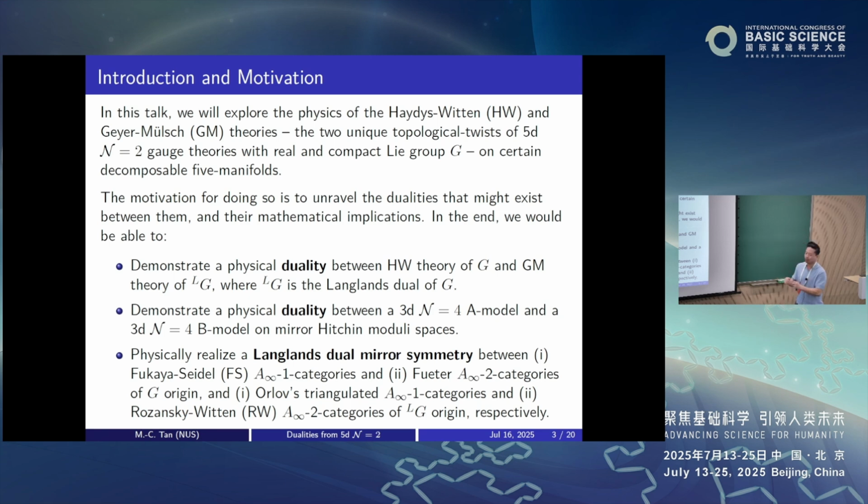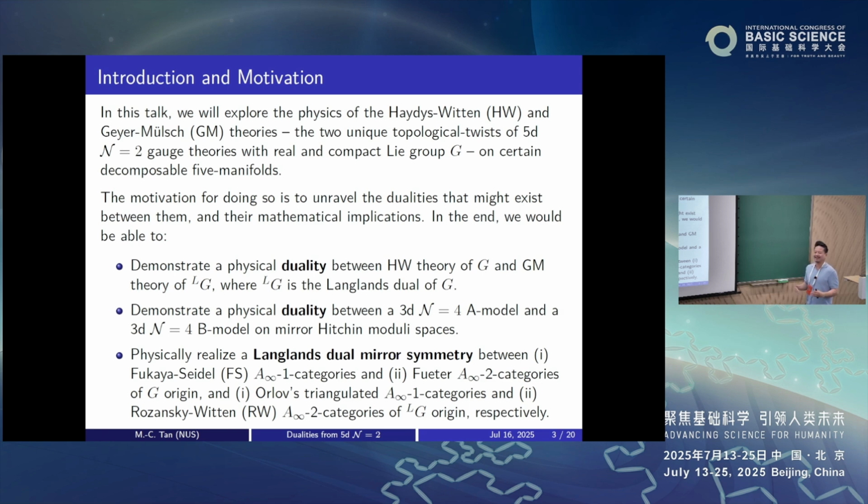So in the end, what we managed to do was the following. We were able to demonstrate a physical duality between HW theory of G-type and GM theory of LG-type. I will explain a bit more how you get this. But this only holds for the product manifold that we were talking about. Generically on an M5, we have not tried to show that, but certainly for this product manifold, which we will show you, this duality exists.